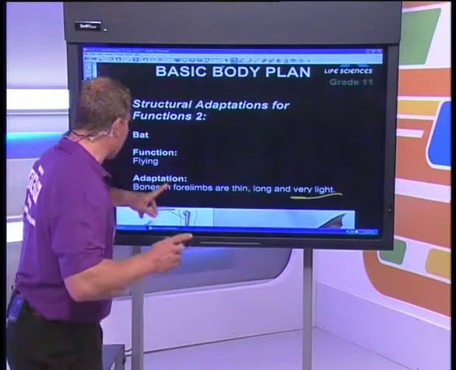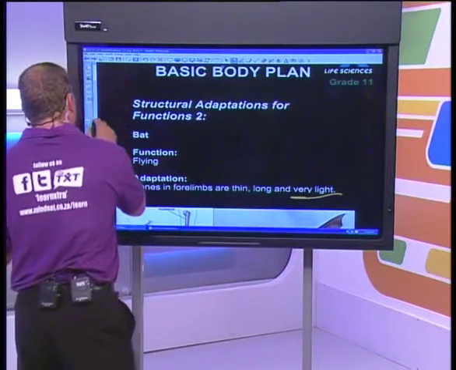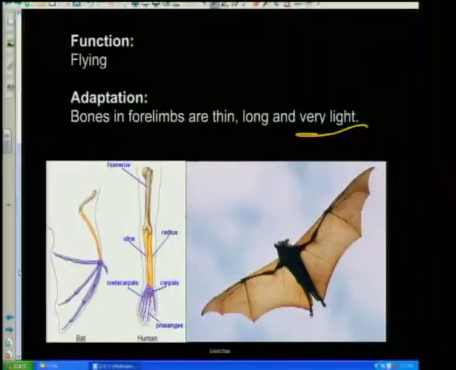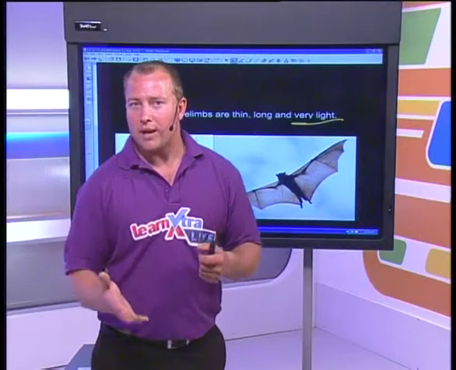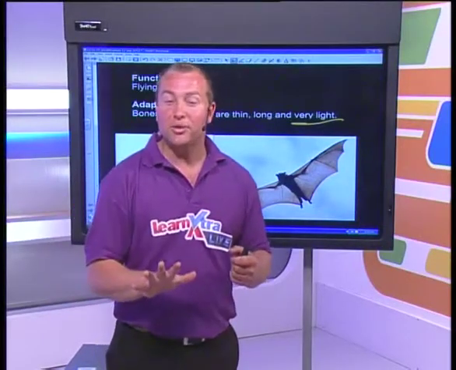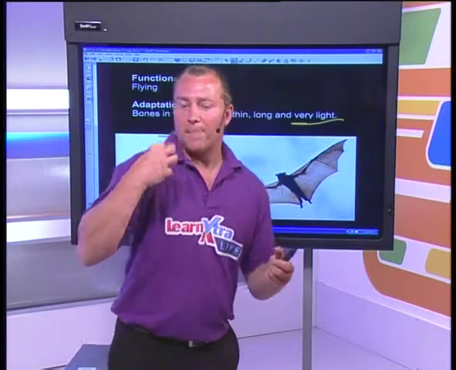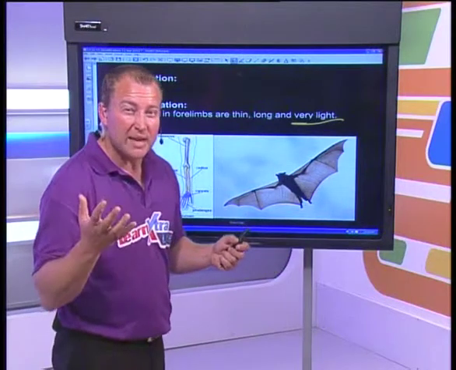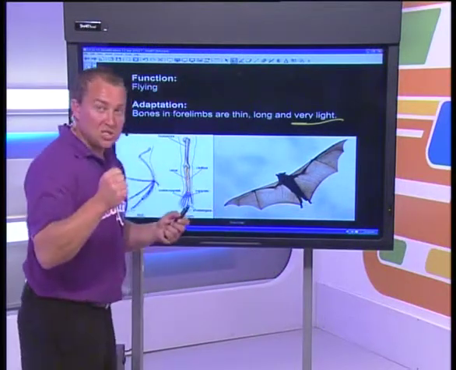So, if we have a look at it, the forelimbs are thin, long, and very light. Now, there's the human arm. I keep bringing up the human arm because we see our hand every day. We know what our hand looks like. Now, we're looking at everything else according to humans, because we believe we're the best, right? So, you stay strong.